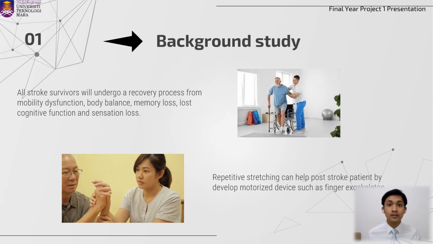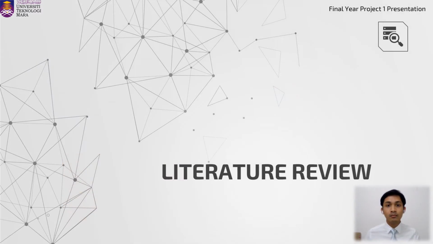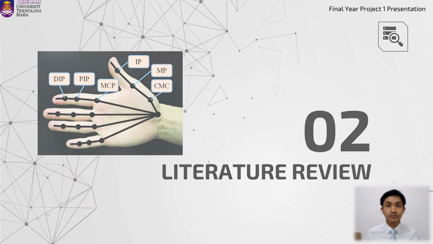All the stroke survivors will undergo a recovery process from mobility dysfunction, body balance, memory loss, cognitive function, and sensation loss. It is proven that repetitive stretching can help impaired hand of a post-stroke patient by developing a motorized device, such as finger exoskeleton. Moving on to literature review.